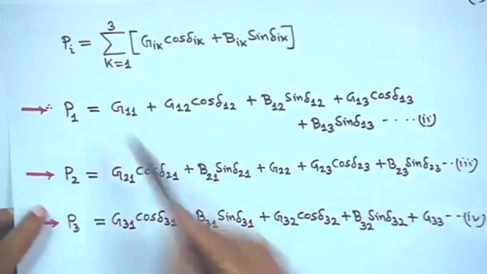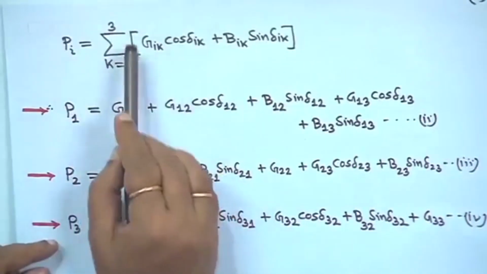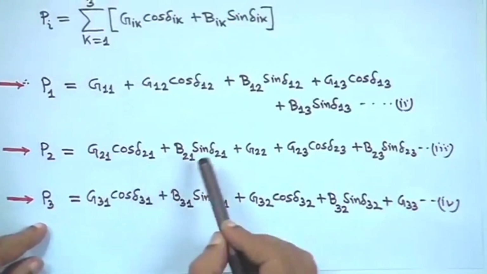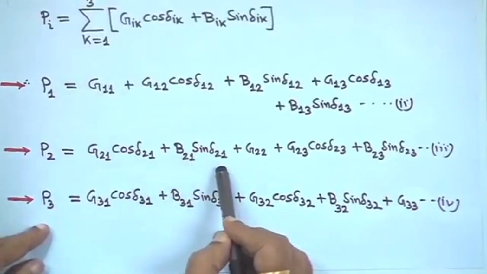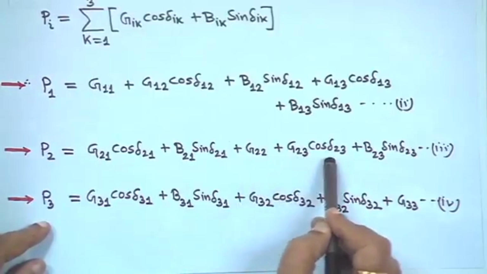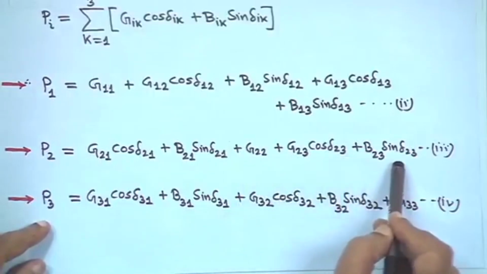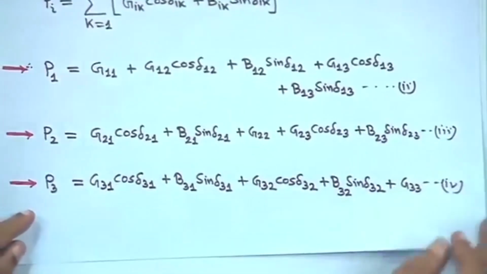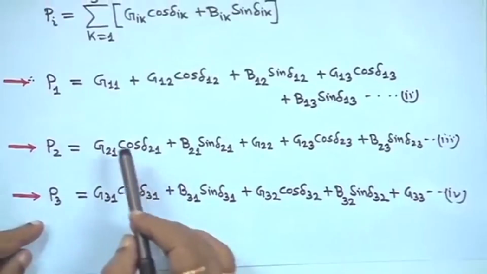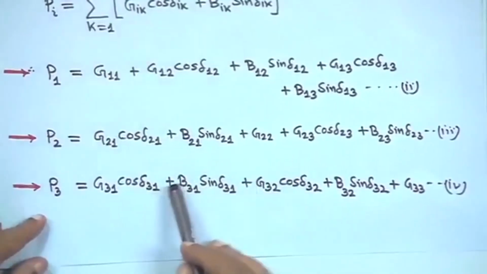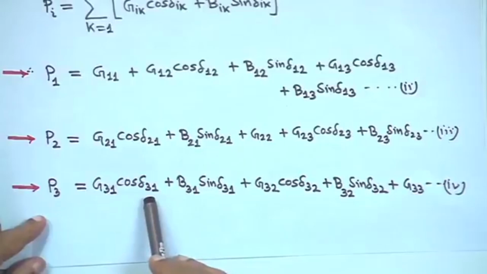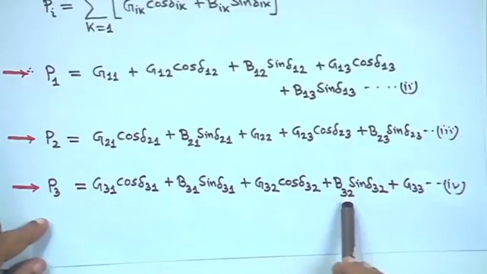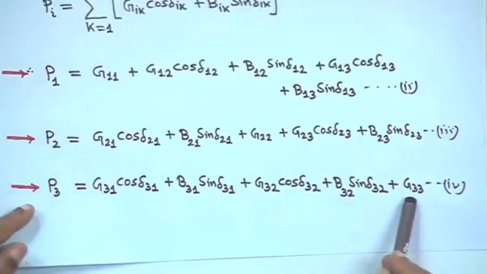So, similarly for I is equal to 2, put I is equal to 2 and expand, right. So, P 2 will be equal to g 2 1 cosine delta 2 1 plus b 2 1 sin delta 2 1 plus g 2 2 plus g 2 3 cosine delta 2 3 plus b 2 3 sin delta 2 3. This is equation 3, right. So, next put I is equal to 3, you will get g 3 1 cosine delta 3 1 plus b 3 1 sin delta 3 1 plus g 3 2 cosine delta 3 2 plus b 3 2 sin delta 3 2 plus g 3 3, right.